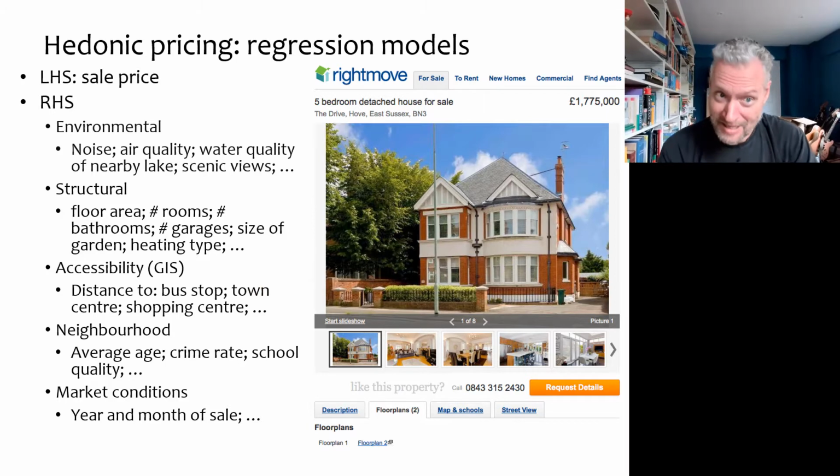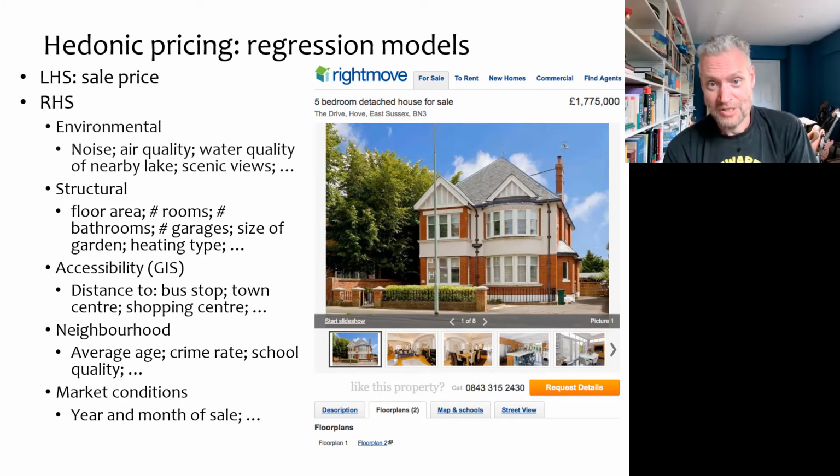All these things matter. But what also matters, and that's what we're interested in here, is how noisy is it? Is the air quality any good? Is there nice water nearby? Are there scenic views? And so on and so forth. And the idea is that you collect data on all these things and then run a regression of the sale price on all the things that you think might matter for the value of a house and for which you have data.